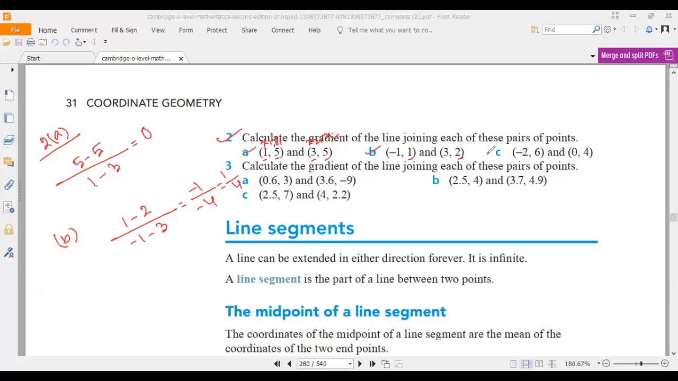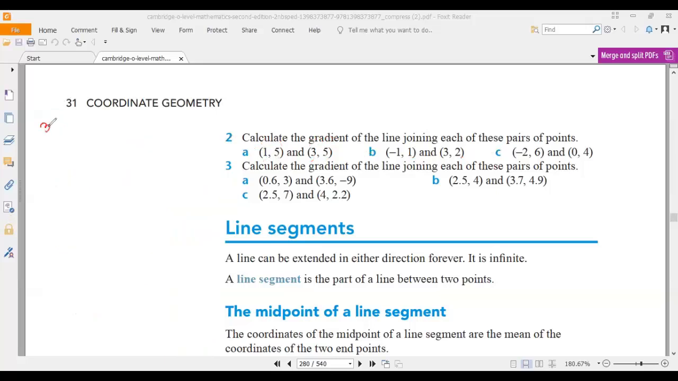Now number C. Number C says y1 minus y2. So 6 minus 4 divided by minus 2 minus 0. 6 minus 4 will be 2. Minus 2 minus 0 will be minus 2. After dividing, we will get negative 1. So here, the gradient of question number C, that is minus 2, 6 and 0, 4, will be minus 1. I hope you understand this question properly.